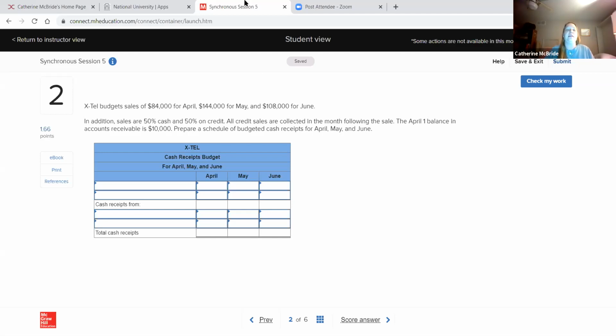So when we look at this situation, and this would vary by the company, right? We're saying, okay, we plan to have 84,000 in sales for April, 144,000 for May, and 108,000 for June. Okay, so right off the top, we're going to start with, here's our sales.